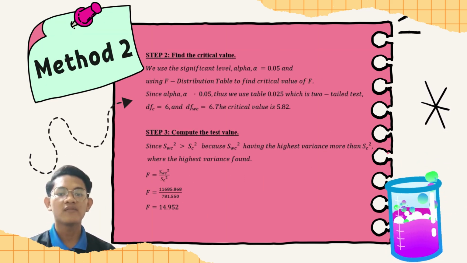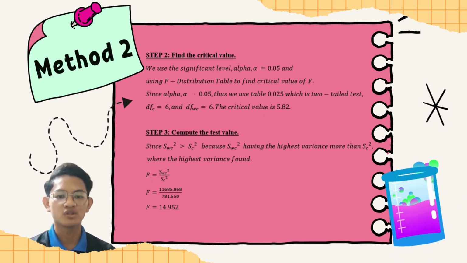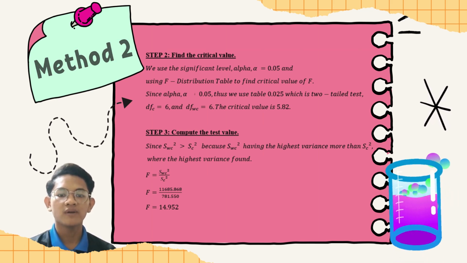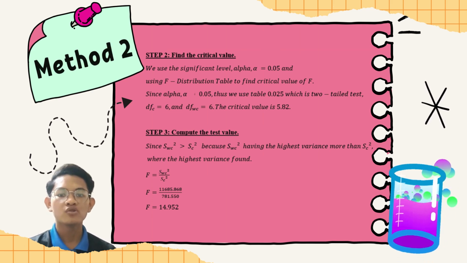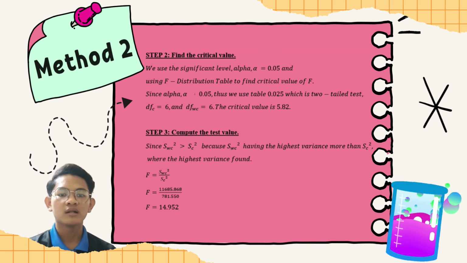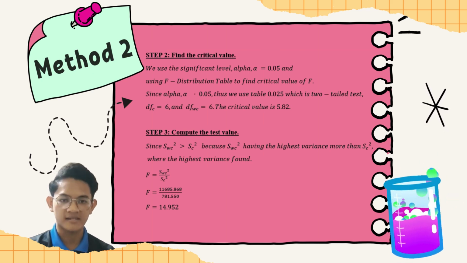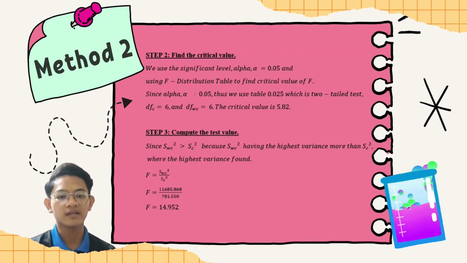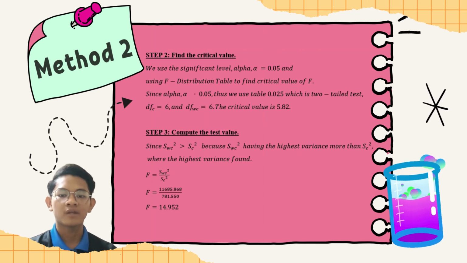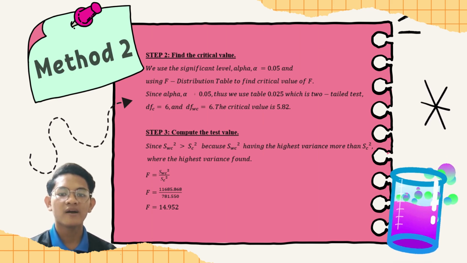We use the significance level alpha 0.05 to find the critical value of F using the F distribution table. We know that to find the critical value on the F distribution table, we must do alpha over 2, which means we're going to use the 0.025 table. This is a two-tailed test because the symbols we use in the hypothesis are equal and not equal, which refers to a two-tailed test. Our degrees of freedom for the reaction with catalyst and without catalyst are 6. Using the 0.025 F distribution table, the critical value of F is 5.82.